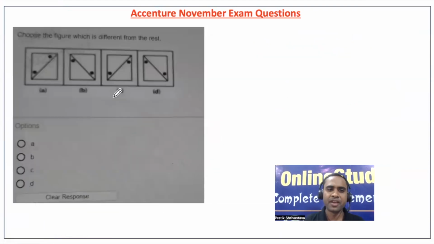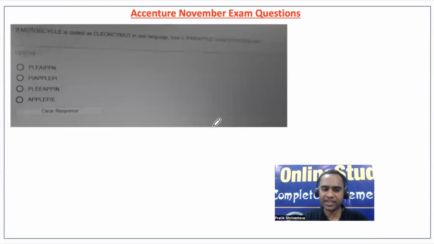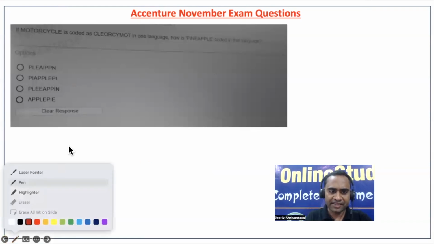Choose a figure which is different from the rest. In the first figure, you see both these points are on the same side. Here the points are on different sides. So in option A, both these points, or circles, are on the same line.